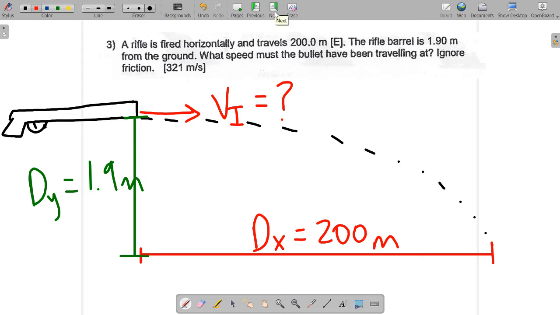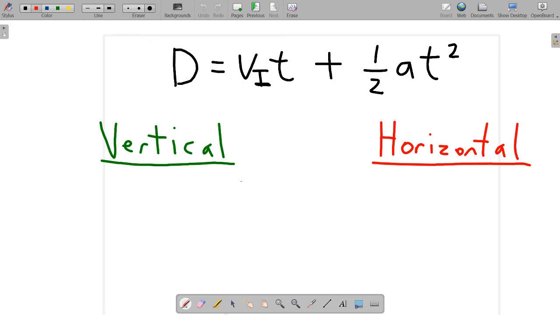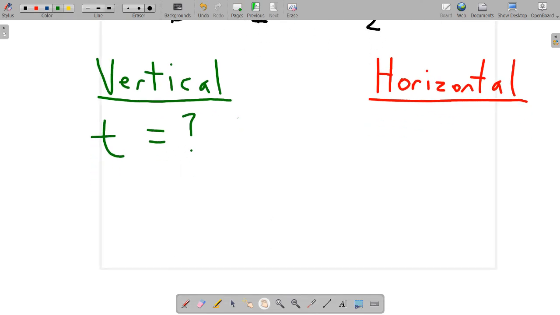Okay, so remember, as we're working this out, we're going to use our displacement equation to solve this problem. And keep in mind that we're treating the y component independent of the x component. So let's start with what's happening in the y component first. Remember, you want to begin with solving for the time in free fall. So what is the time in free fall in the vertical direction? Let me go ahead and write out my displacement equation, and then we can plug everything in to solve for the time in free fall.